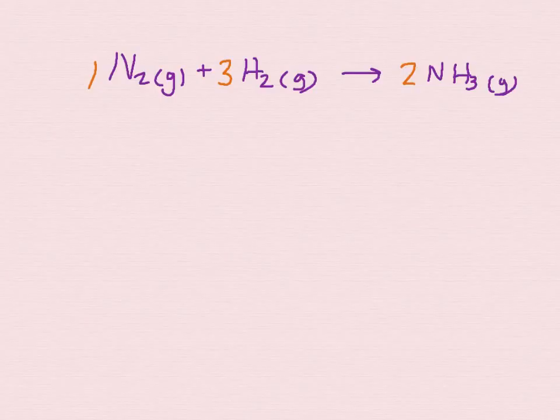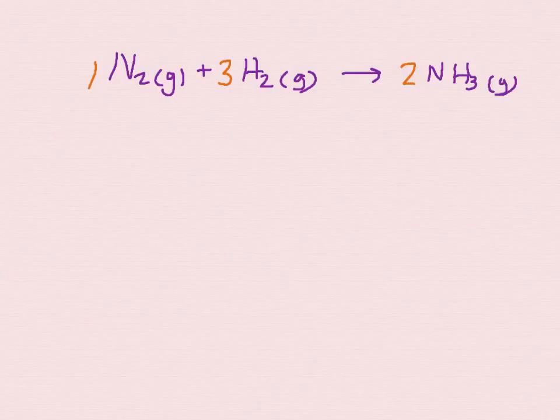We could say 1 mole of nitrogen, or Avogadro's number of particles, would react with 3 times Avogadro's number of hydrogen to produce 2 times Avogadro's number of ammonia. And of course we could always explain our 1:3:2 mole ratio. 1 mole of this, 3 moles of that, will produce 2 moles of ammonia.